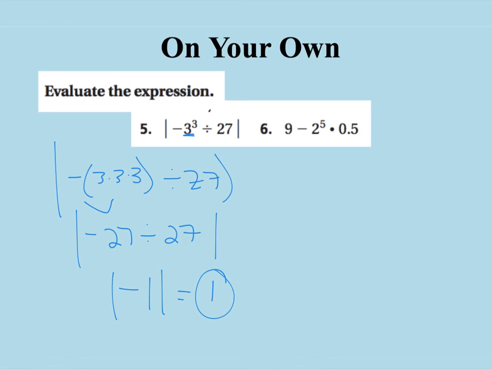Looking at example 6 here, we're going to go ahead and evaluate our exponent first. Again, our base here is a positive 2. 2 times 2 times 2 times 2 times 2 is going to give you an answer of a positive 32, okay, times a half, which is going to be our second step here. Negative 32 times 1/2 is going to give you the answer of 16. And then take 9 minus 16, which will give you the final answer of a negative 7.